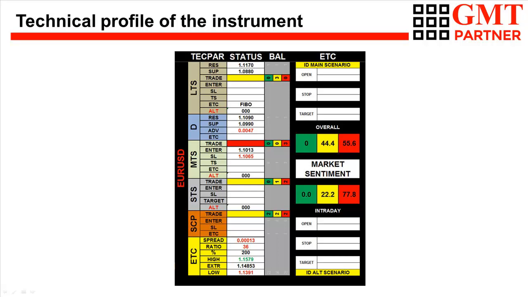In the appropriate cells of the status column are indicated the parameters of the current position in the financial instrument within the selected trading strategy. Here you can also see the direction of the position. Red color, short position; green color, long position; yellow color, no open positions. Formal position entry level, enter. Initial stop loss level, stop, as well as current trailing stop level, TS.